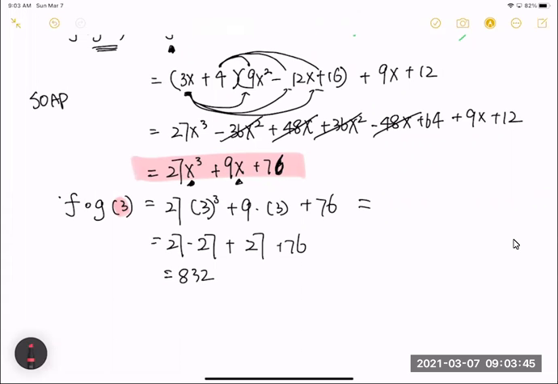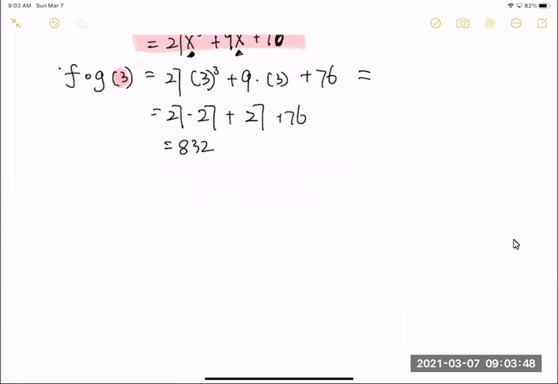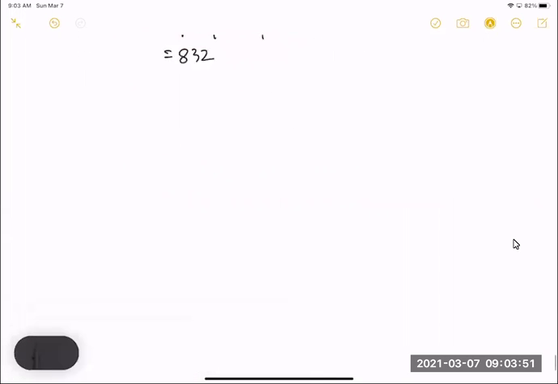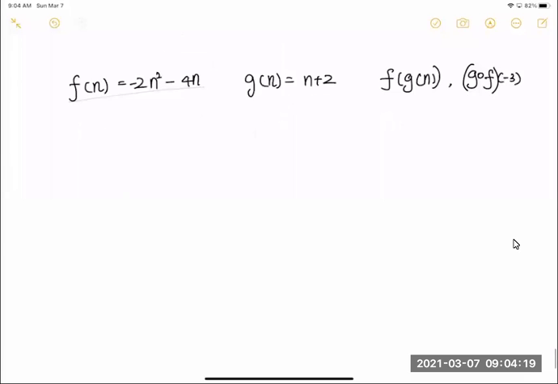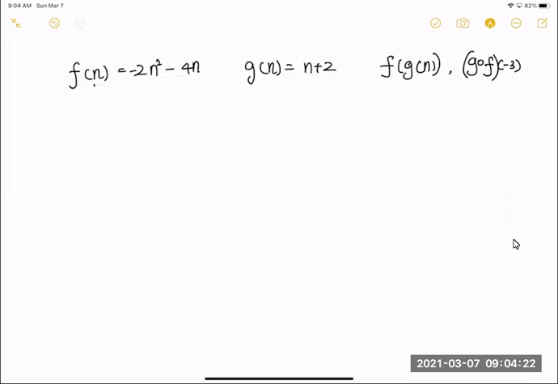Okay, I know this is not easy, so now let's do another example. If I have f of n equals negative 2n squared minus 4n, and then g of n equals n plus 2. And then I want you to find f of g of n. Also, I want you to find g composed with f at negative 3. Okay, so now let's find the first one. F of g of n.